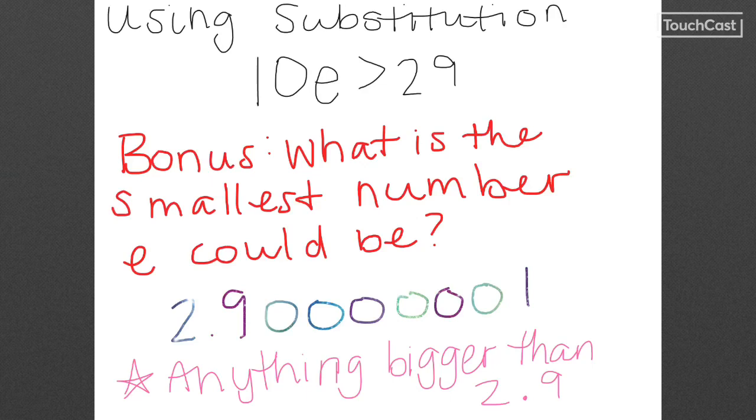It could be 2.91, 2.876543210. Anything bigger than 2.9 would be the smallest or closest number we could get. Because it didn't say equal to, so it can't be 2.9. It has to be just a teeny tiny bit bigger.